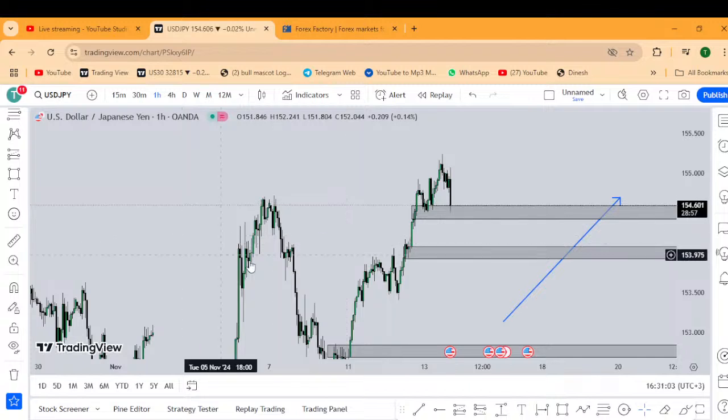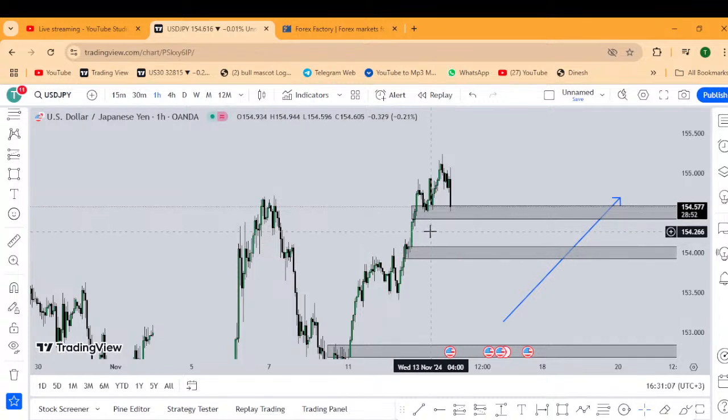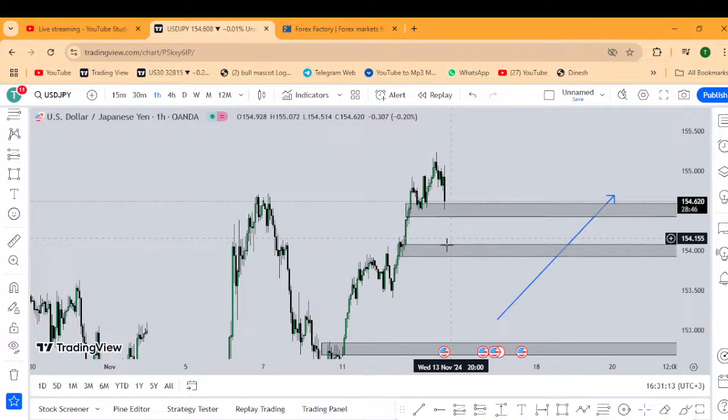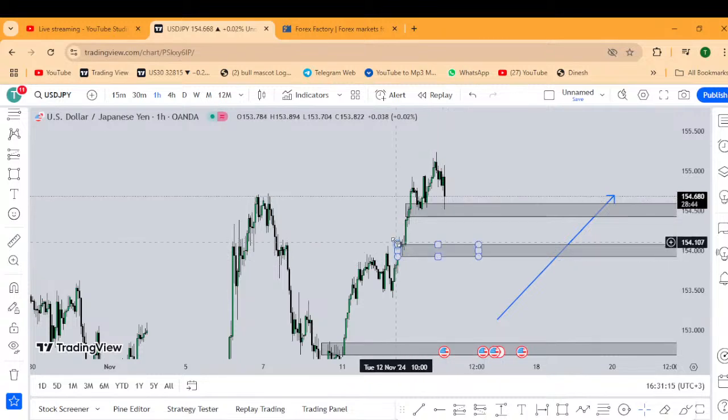Your stop loss should be behind this zone. If this zone is broken, then we shall have to try this other zone here. But as we see, personally, I would still buy the US dollar. As me, WCK, I will still buy the US dollar.